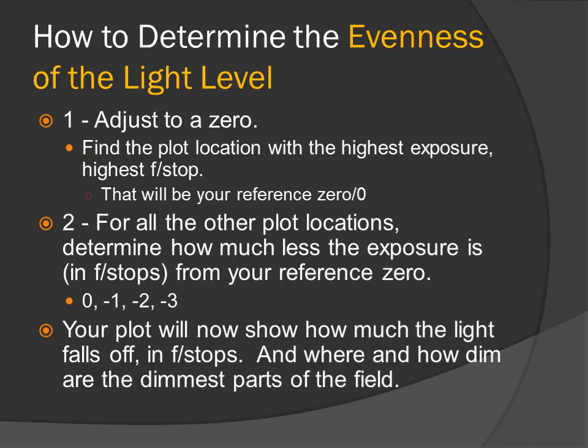So how do we do that? First, adjust to a 0. What you want to find is the plot location with the highest exposure f-stop. That will be your reference 0. Second step, for all the other plot locations, determine how much less the exposure is in f-stops from your reference 0. 0, -1, -2, -3. Your plot will now show how much the light falls off in f-stops. And this will tell you where and how dim are the dimmest parts of the field.